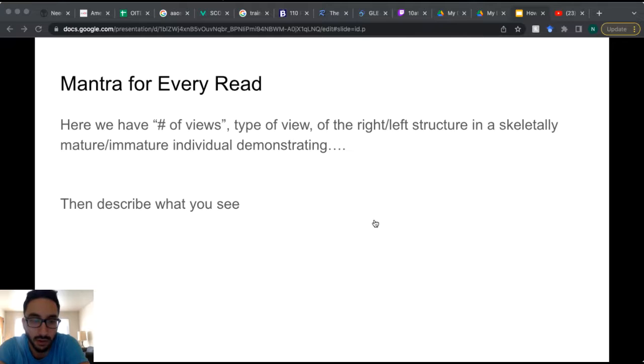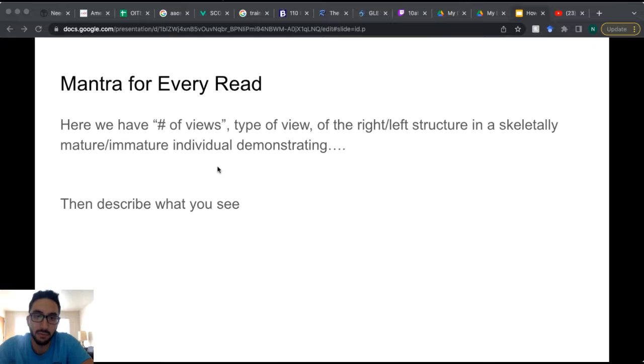You're too early on in your training to just say this is this kind of fracture, or, I think we should do this. You want to read it the same way every time without fail. And this is what you want to say. This is your mantra. Here we have however many views, so 2 views, the type of view, AP and lateral, AP cross-table lateral, oblique lateral, whatever it is, of the right or left structure, so whether it's the shoulder, the knee, the hip, whatever, in a skeletally immature or mature individual, demonstrating.